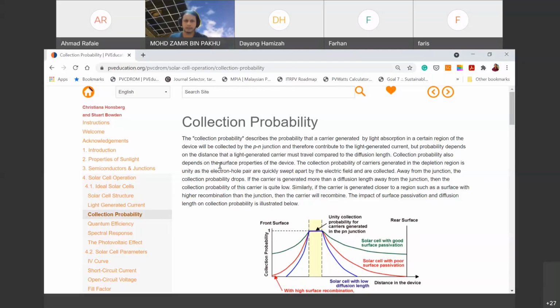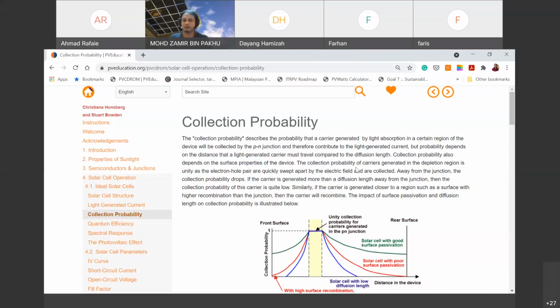Collection probability also depends on the surface properties of the device. We've discussed this while discussing recombination. We discussed surface recombination. We discussed bulk recombination. We discussed surface recombination velocity and all the stuff.